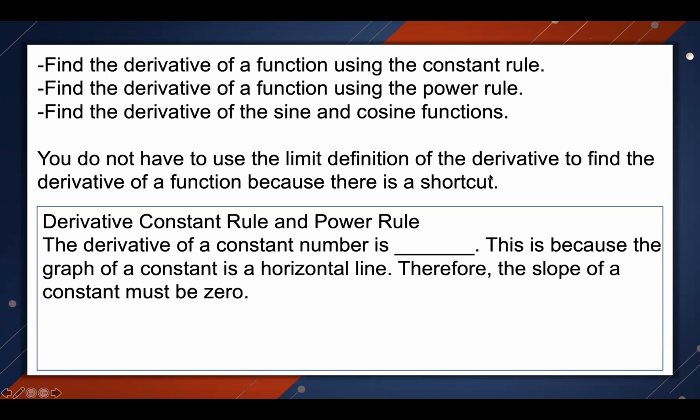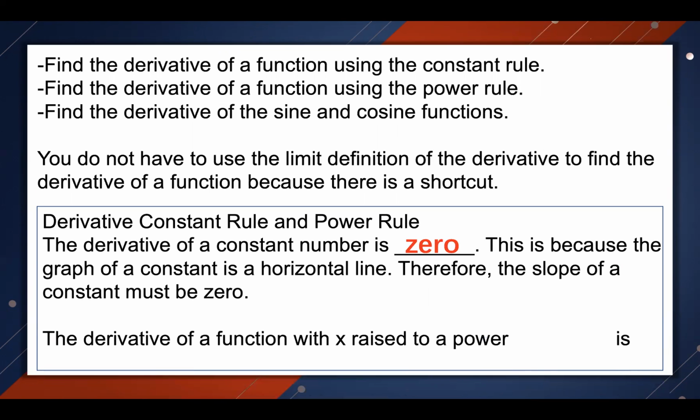So the first one is the constant rule. The derivative of a constant number is 0. This is because the graph of a constant is a horizontal line. Therefore, the slope of a constant must be 0.